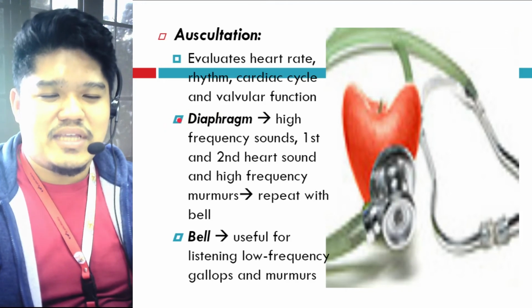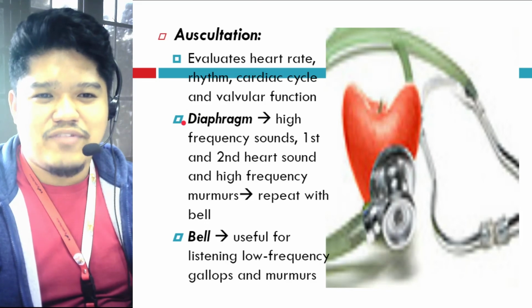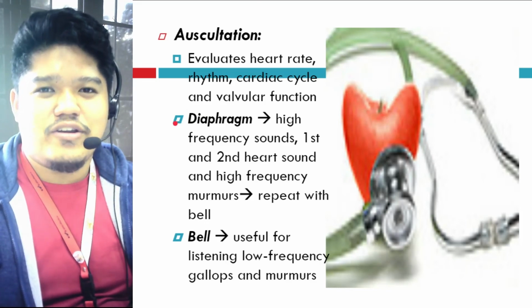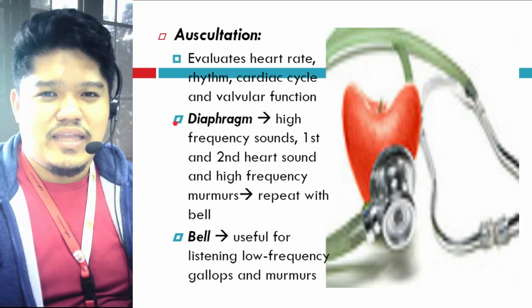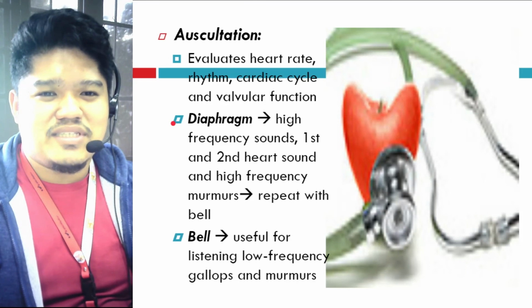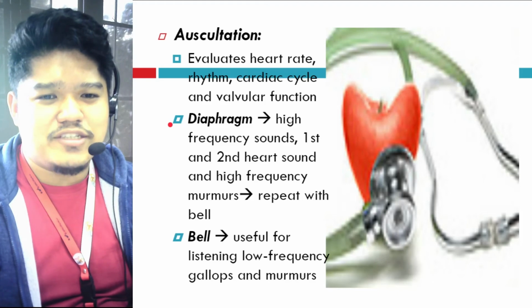The diaphragm of the stethoscope should be utilized for the identification of high frequency sounds, usually the first and the second heart sounds, or your S1 and S2. And it should be repeated utilizing the bell. Since the bell is useful for listening to low frequency gallops and murmurs, it may help in the identification of cardiac problems.